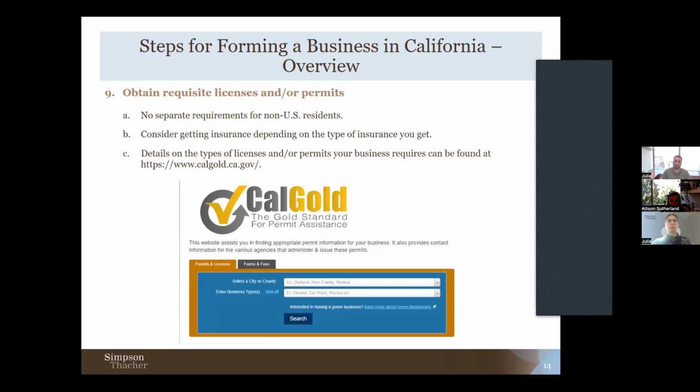So if you're planning on opening a barbershop, you'll need certain licenses. And if you're planning on opening a funeral home, you need certain licenses. The easiest way to see what those licenses are is to go to that CalGold link that's shown at the bottom, type in the type of business that you're looking to open, and it'll detail the different types of licenses, permits, and other approvals you'll need in order to undertake certain operations.